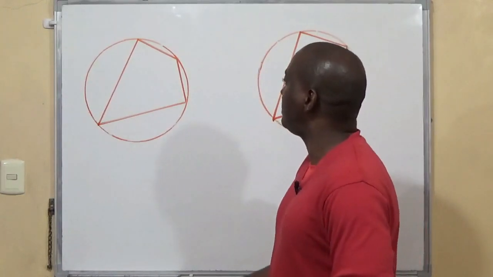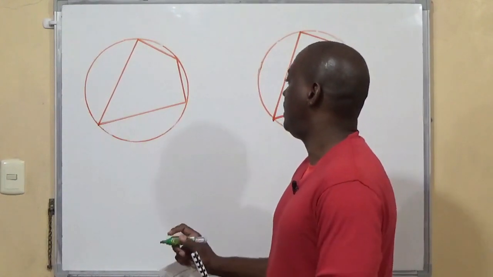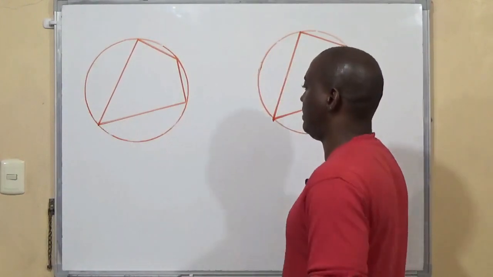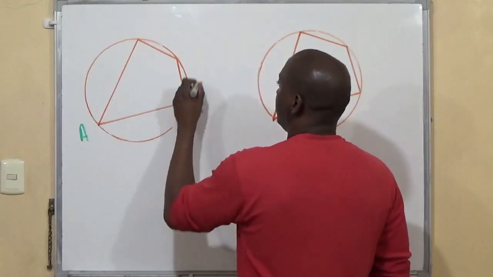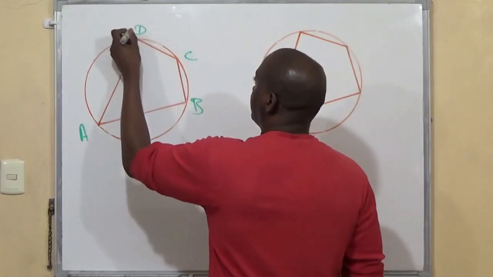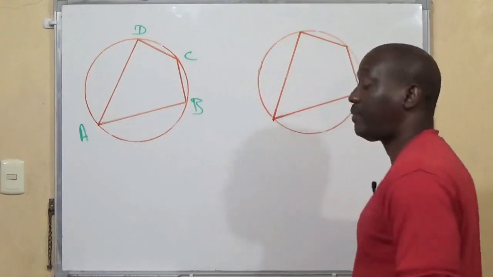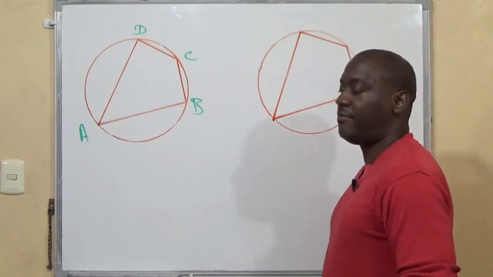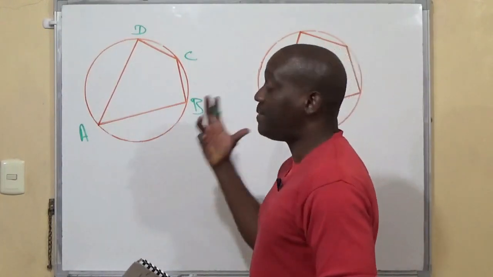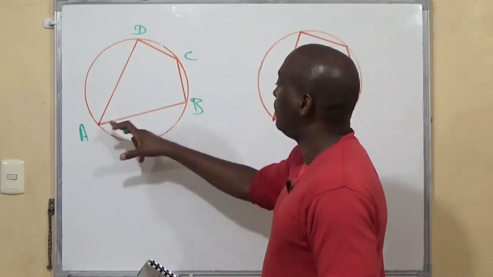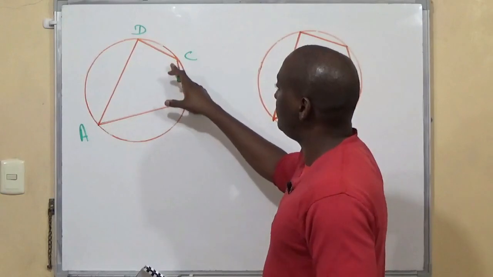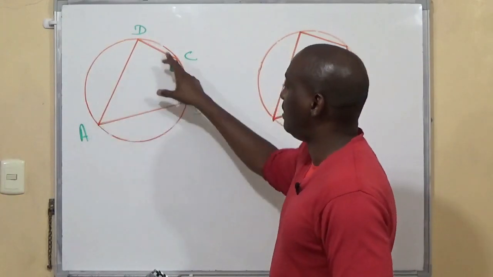So let us label the points with some letters. Let me say this is A, this is B, this is C, and that's D. Alright? So what Theorem 4 says is that the opposite angles of a cyclic quadrilateral are supplementary. Based on the previous discussion, we know that this is a cyclic quadrilateral.